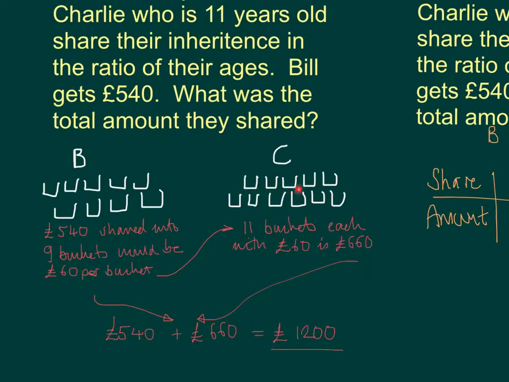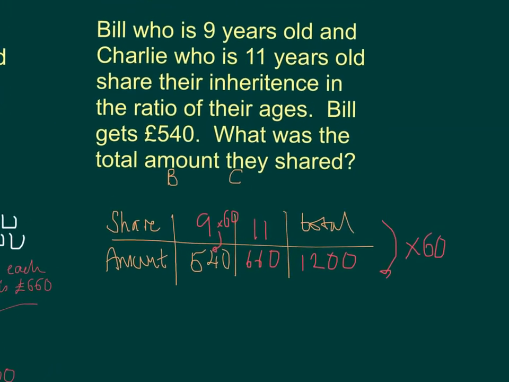We know Charlie's got 11 buckets, but they will also have £60 in each bucket so that it's fair. And 60 times 11 is 660. So, Bill's got 540, Charlie's 660. The total amount will be those two added together, which is 1,200. Let's just quickly look at doing that with the grid method.